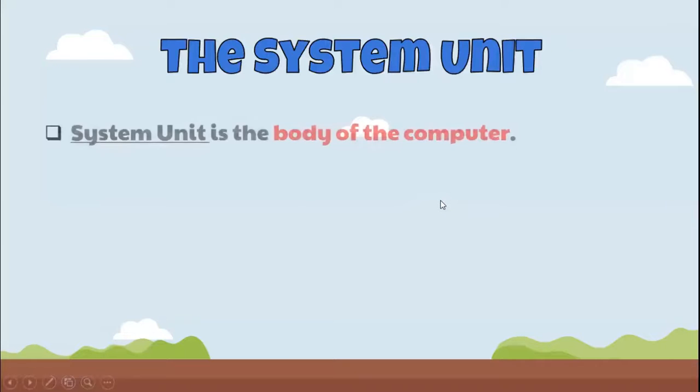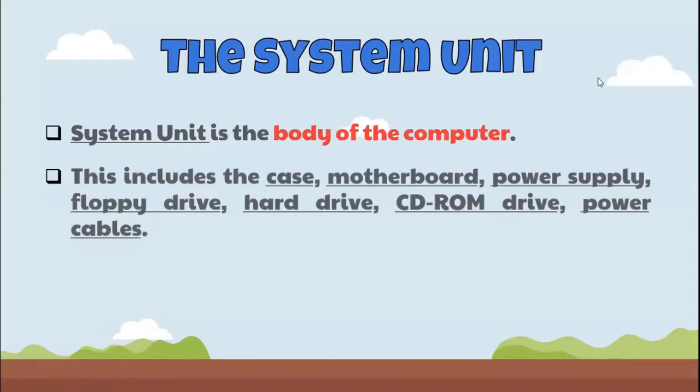Let's continue. The system unit, guys, is very easy to remember and understand. The system unit is the body of the computer, okay? Everything like the motherboard, RAM, ROM, and CPU is inside. And this includes, as you see here, the case, the cover of all the components, the motherboard, the power supply, which takes electricity from the AC, the floppy drive, hard drive, CD-ROM drive, and also power cables.